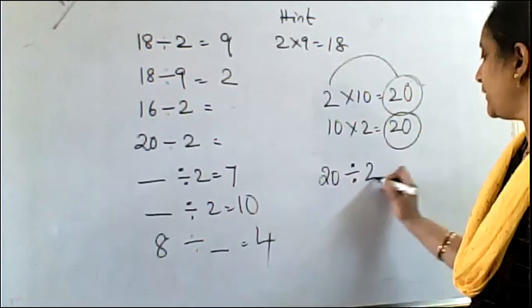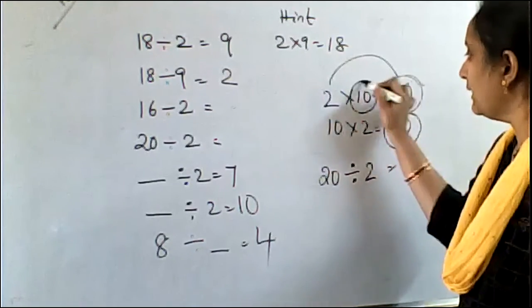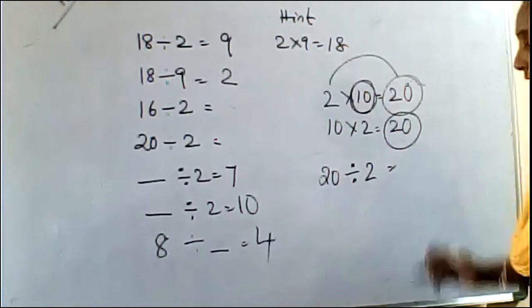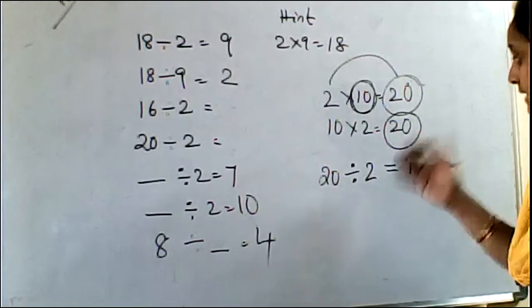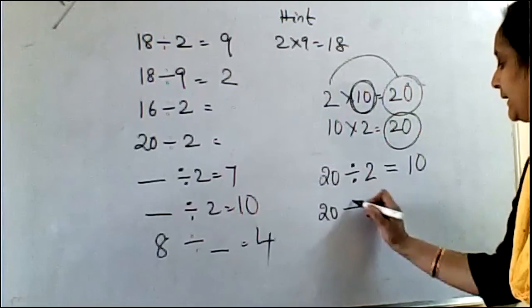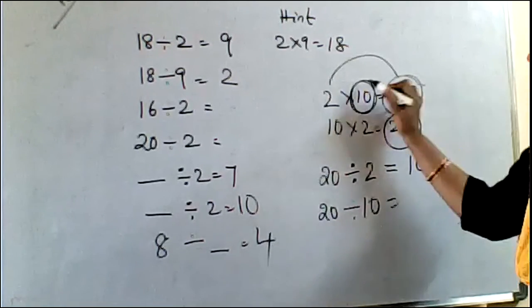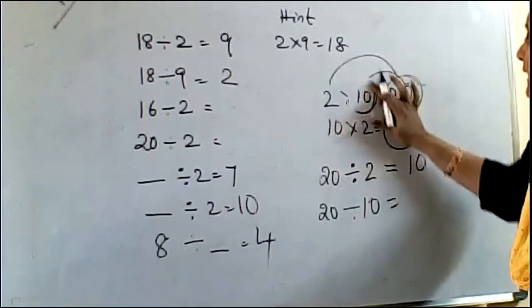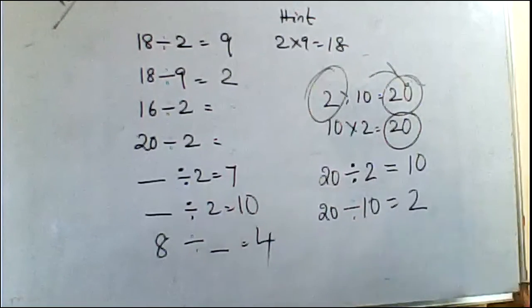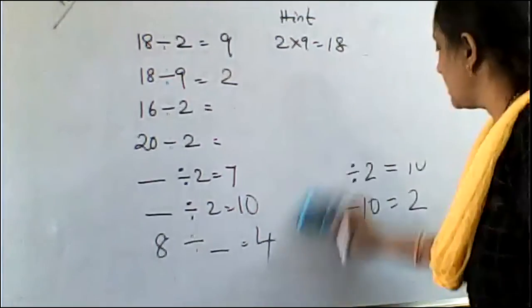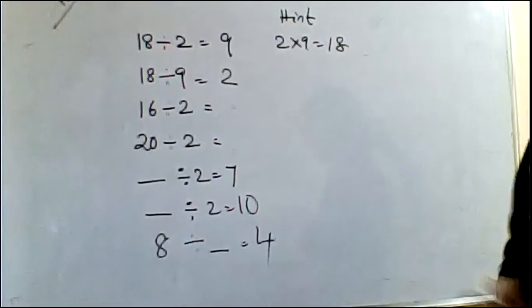20 is divided by 2. So what will you get? 10. You will get 10 here. Or if 20 is divided by 10, what will you get? 2. So these are called division and multiplication facts. You already wrote about addition and subtraction.